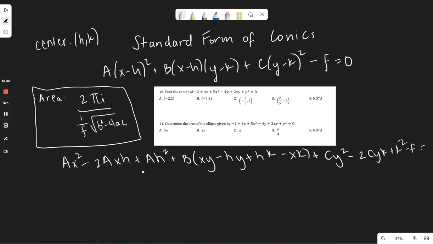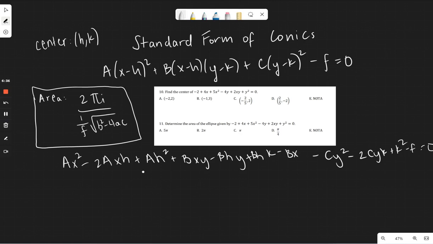Minus f equals 0. Wow, look at all of that expanded out, and I just hope I did it correctly. Now we're going to do something that we very commonly do. First, let me expand this out right here so we can get minus, plus bxy minus bhy plus bhx minus bxk.